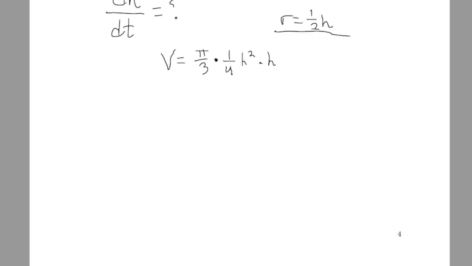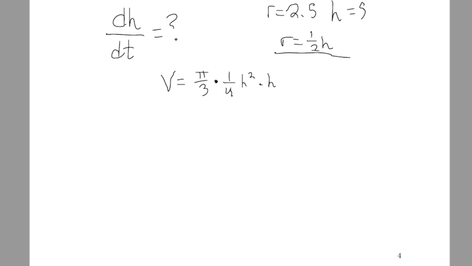All right. Make sure I have enough space to solve everything here, so I'll move everything over on the left. Clean up things a little bit on the right side there. We get V equals pi over 12 times h cubed. And we'll go ahead and get right to the differentiation.